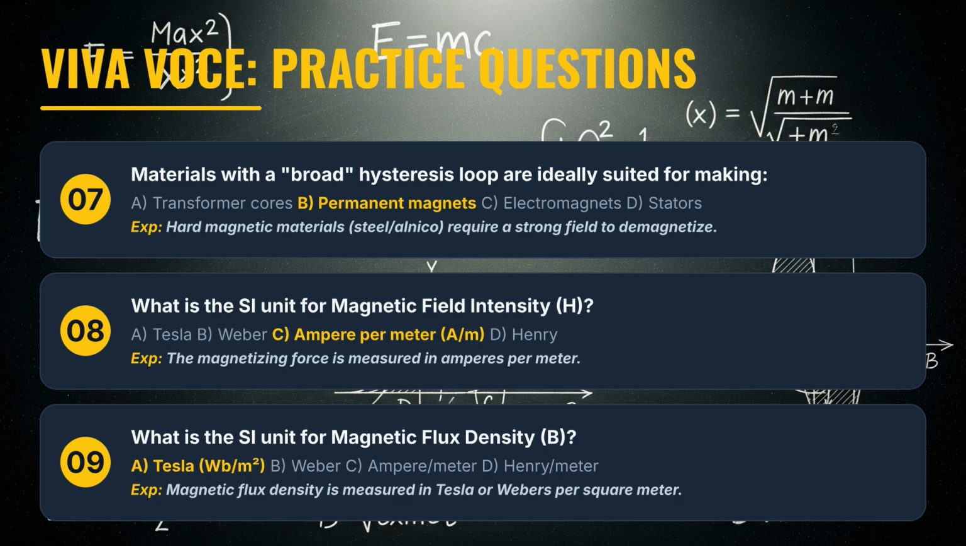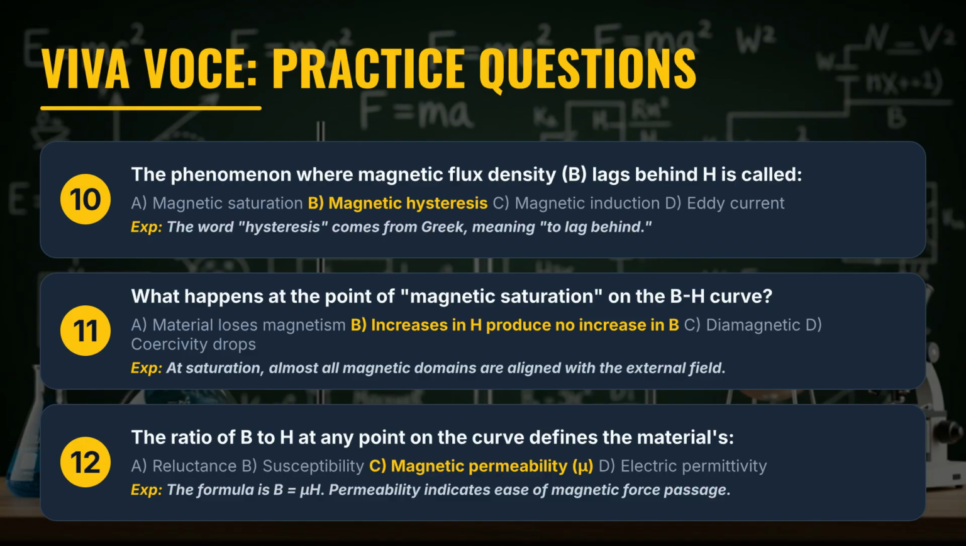The SI unit for magnetic field intensity H is ampere per meter, and the SI unit for magnetic flux density B is Tesla, or Webers per square meter. The phenomenon where magnetic flux density B lags behind H is called magnetic hysteresis. At magnetic saturation, increases in H produce no further increase in B.